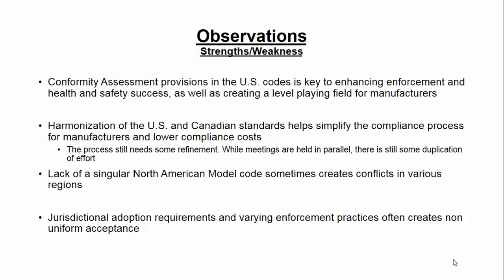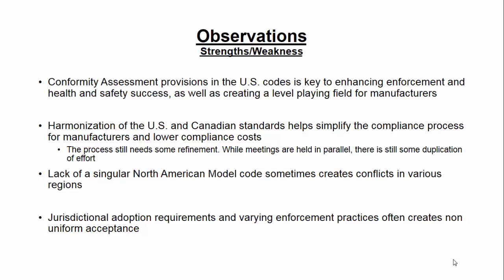But the process is still a little cumbersome. There's still a lot of duplication of effort, and I think that's one of the areas that we could try to work on, getting some better refinement and simplification of things. I think the lack of a singular North American model code sometimes creates conflicts. And if you look at those jurisdictional adoption maps, all of the different jurisdictional practices for adoption and the premise of the multiple codes definitely creates non-uniform acceptance.